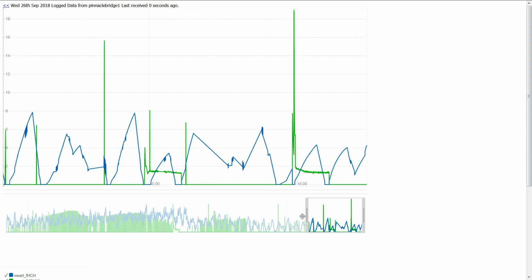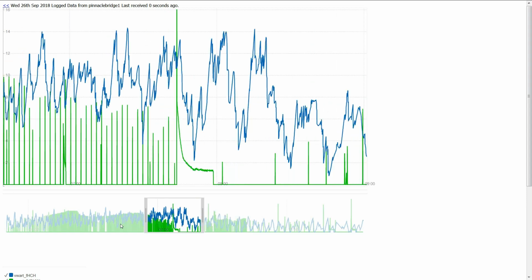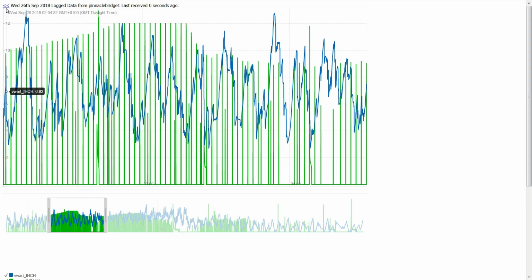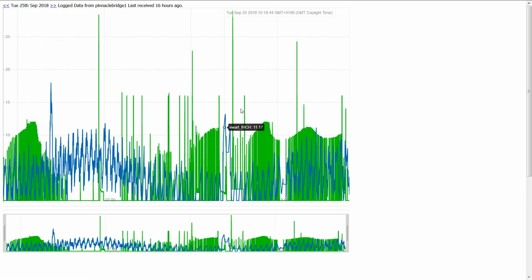This is very useful for analysing events that have gone on in the past. We can page through the data day by day, so I can go back and look at yesterday's figures, and we can also look at it at up to a whole week combined onto one graph.